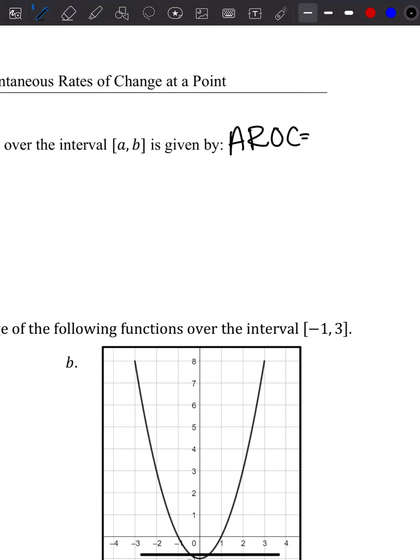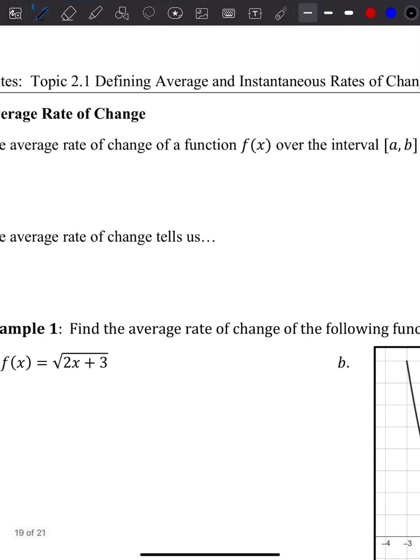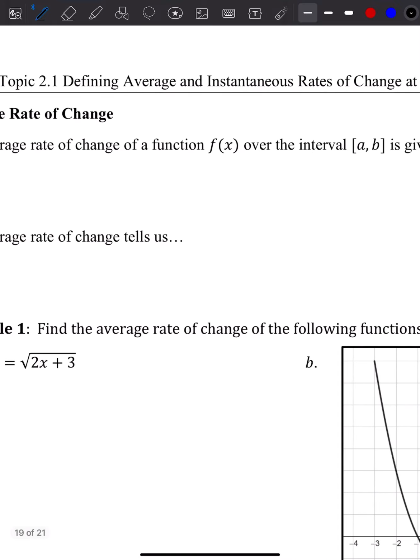equals. So the formula that we are going to be using should look very familiar to you guys. F of A minus F of B, all divided by B minus A. This should remind you of the slope formula because that is what it is. So one of the things that the average rate of change tells us, it tells us the slope of the line through 2 points. The two specific points that we're going to be talking about are A, f of A and B, f of B.